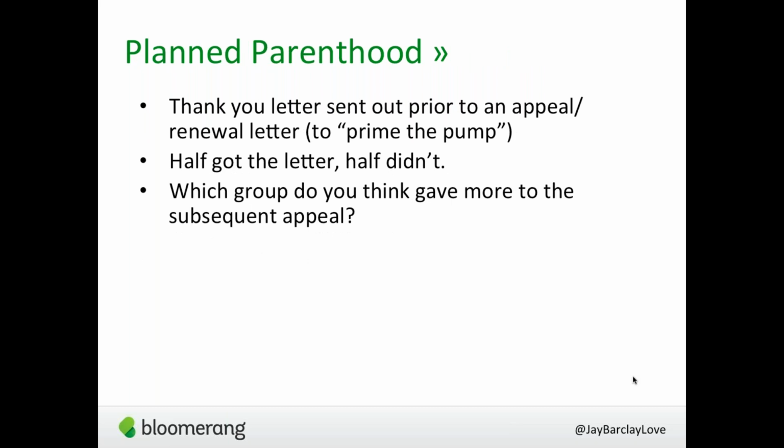What we did with the experiment with Planned Parenthood was they actually sent a thank you letter out, thanking them for their previous gift a few weeks before the next appeal letter was to go out. Sort of priming of the pump. Half of the people got that, half didn't. I'm just going to ask you here, you can think about it: which group do you think gave more to the subsequent appeal? And I bet most of you are going to have the correct answer.